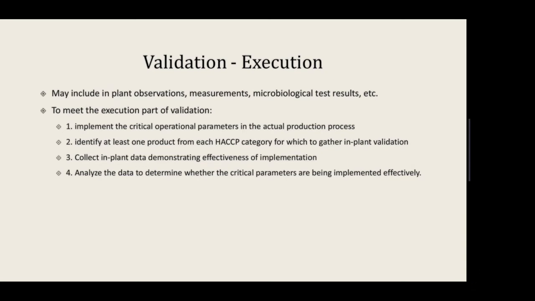So to meet the execution part of validation, a processor must first implement the critical operational parameters in the actual production process; second, identify at least one product from each HACCP category for which to gather in-plant validation; third, collect in-plant data demonstrating effectiveness of implementation; and fourth, the last one, analyze the data to determine whether the critical parameters are being implemented effectively.